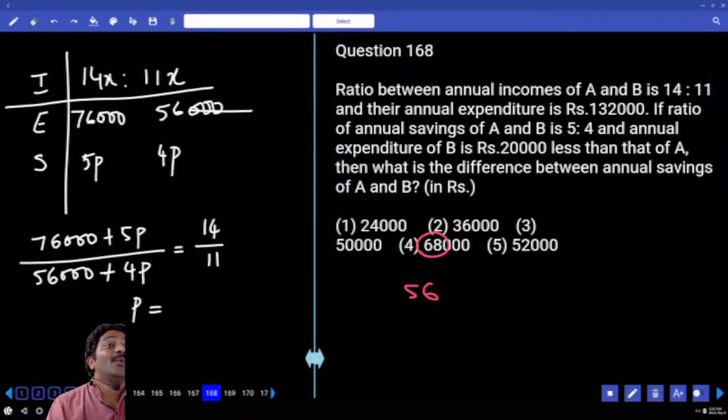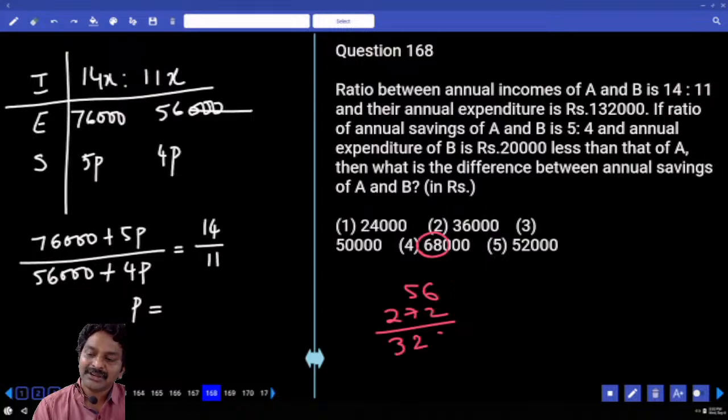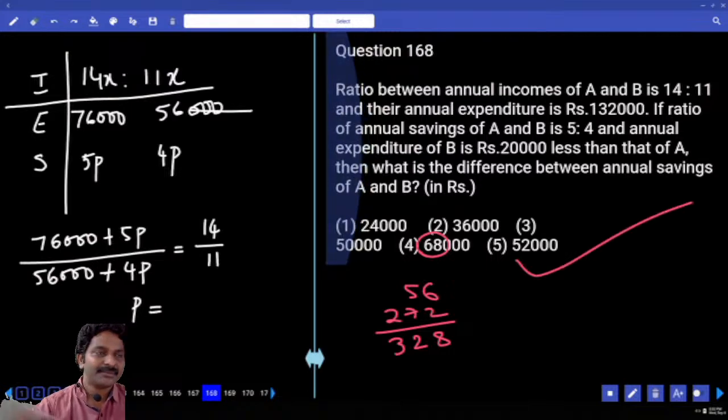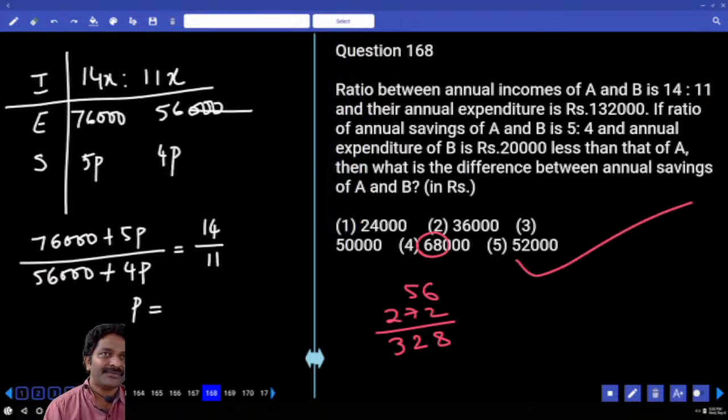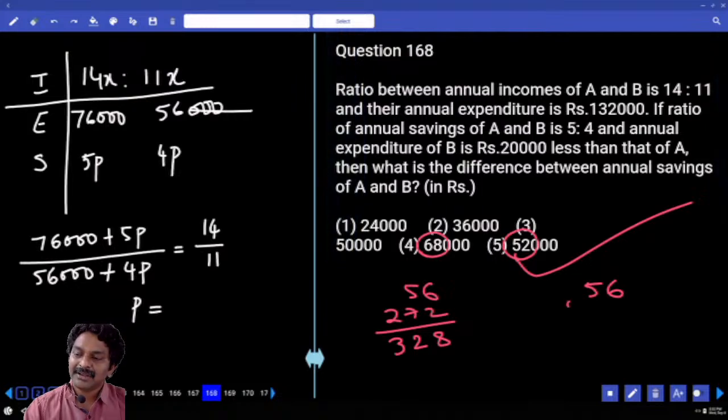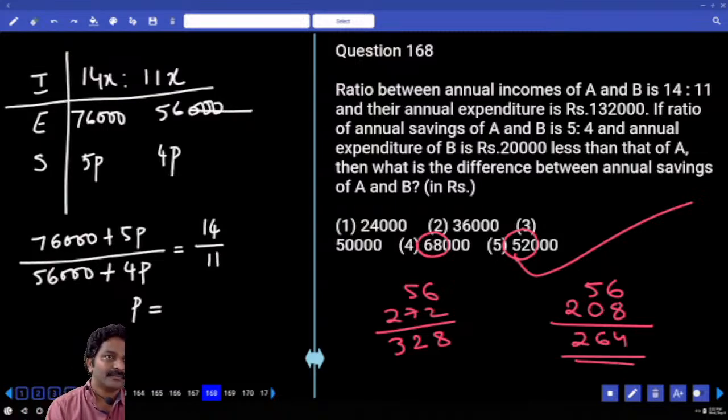68 double, 136 double, 272. If you add both, that is equal to 328. Is it an 11 multiple? Come on. It has to be your final answer. You don't have to verify it. To the number 56, when you add 4 times of this number, that is equal to 208, which is equal to 264. Over. Right, I will stop here, it's already too late.